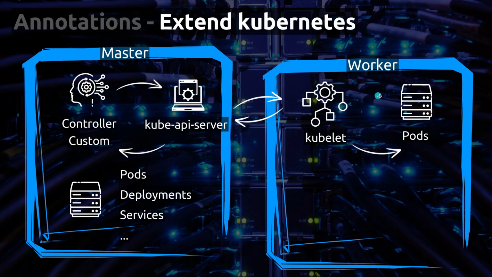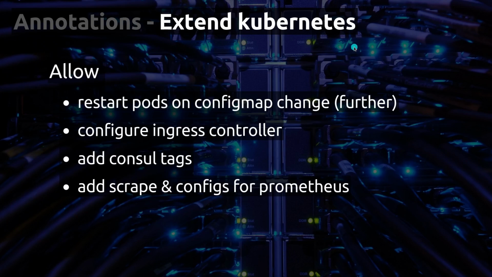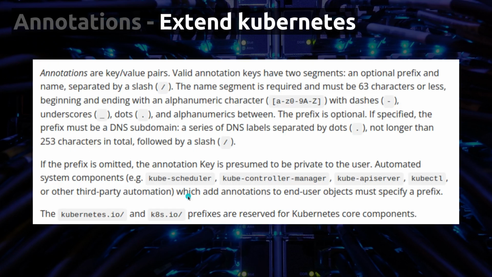For example, a controller can check a specific annotation, and if this annotation changes, the controller can say, yes, I need to change something, and change the configuration, or maybe create something, like a service, and edit the pod directly and push the change. And some examples for annotations allow you to restart pods on config map change, configure ingress controllers, add Consul tags if you use Consul, for example, and add some scrape config for Prometheus.